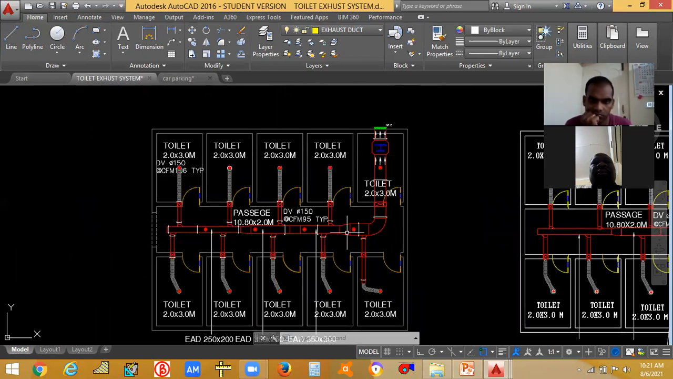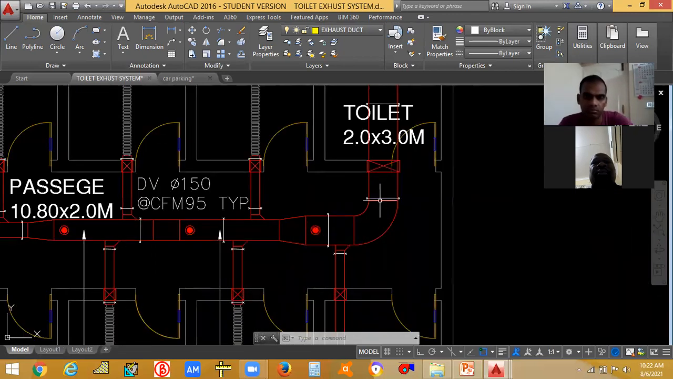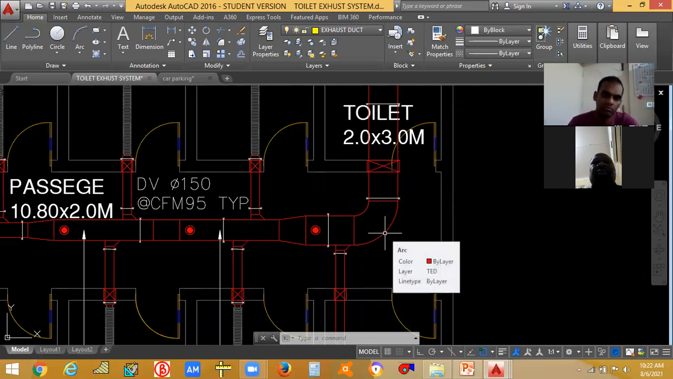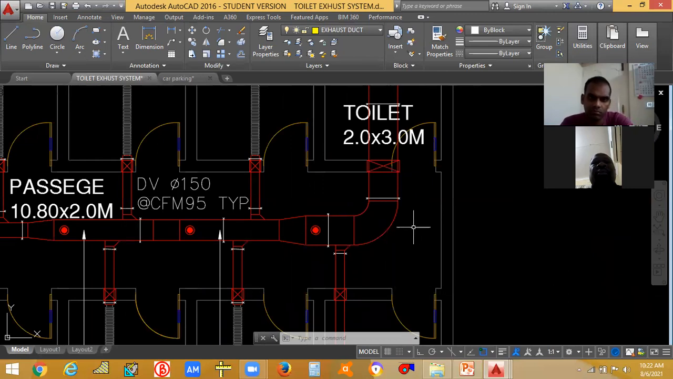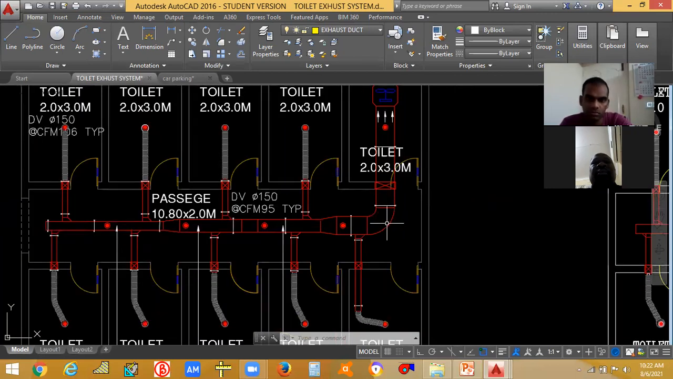So 13 into 0.004 inches. So you will be getting the static pressure of a straight duct. Plus, how many elbows are there? One elbow, a 90-degree elbow. Correct. So plus, for the 90-degree elbow, what is the friction loss? 0.2 inches of water column per elbow, as per the code. So plus 0.2 inches.